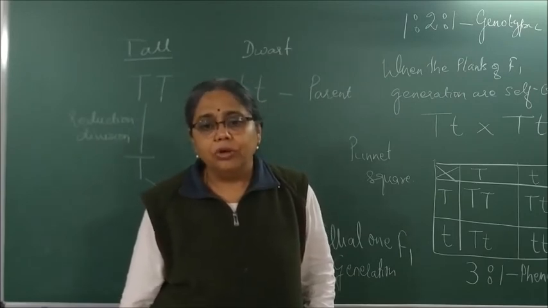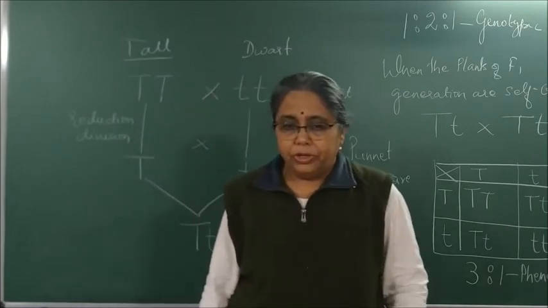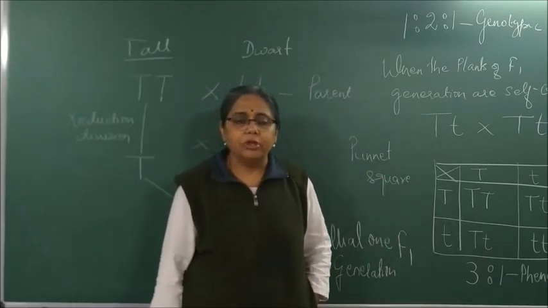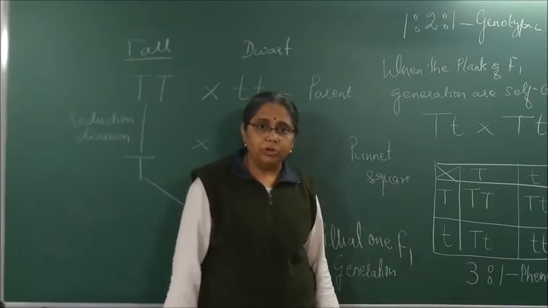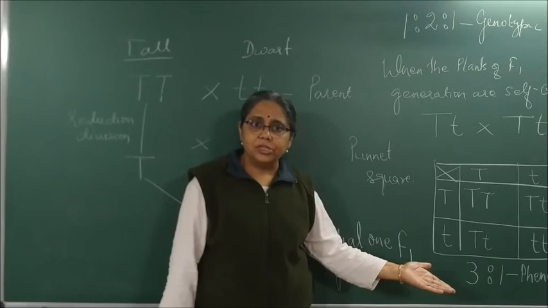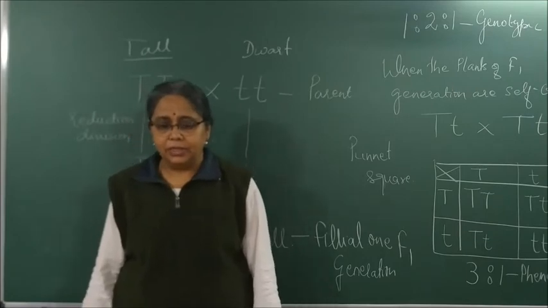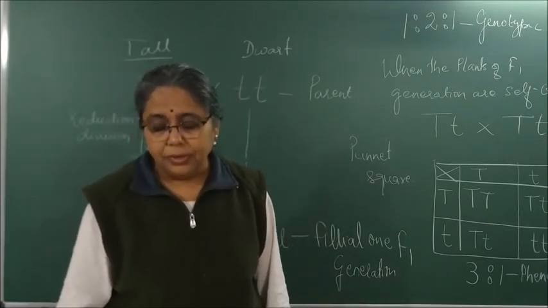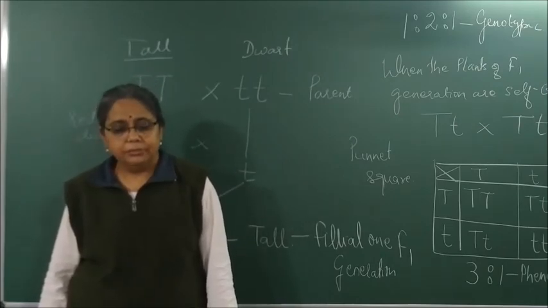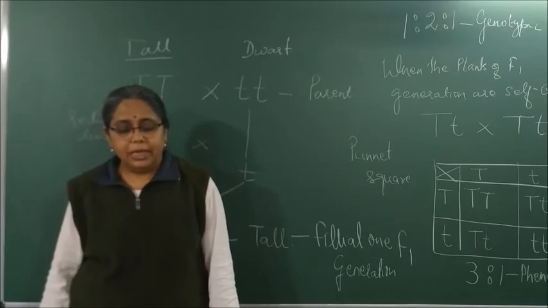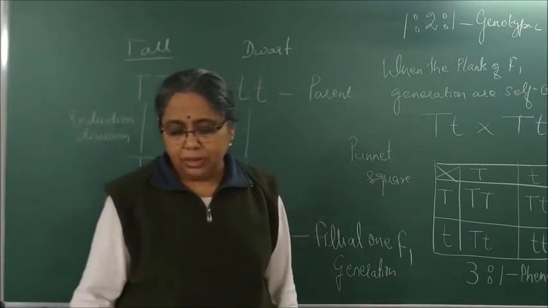Please write the phenotypic ratio in terms of percentage. What is our phenotypic ratio? 3 is to 1. In terms of percentage, if I do it, it becomes what? 75 is to 25. So write 75% dominant character, and 25% recessive character.